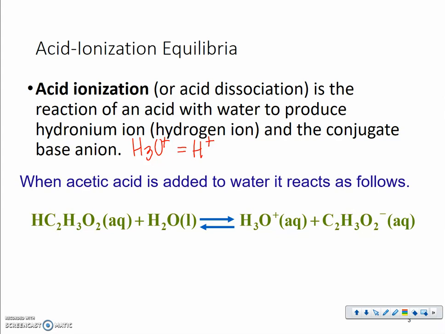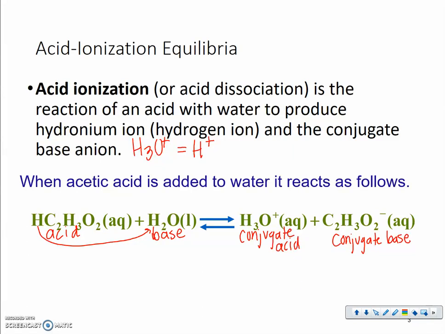So for example, acetic acid and water. Acetic acid is my acid. Water is going to be the base in this reaction. So my acid is going to give the hydrogen to the water. So this acid turns into the acetate ion, which is the conjugate base. And then the water turns into H3O+, which is the conjugate acid. And this is an equilibrium reaction where all four components are present once we reach equilibrium.